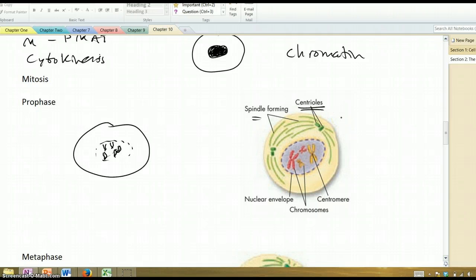The nuclear envelope breaks down, chromosomes condense, you can now see them. Centrioles produce the spindle fibers or the microtubules, and they begin to move to opposite ends of the cell. In a duplicated chromosome, the part where they're attached is the centromere. That's what we're pointing at there.